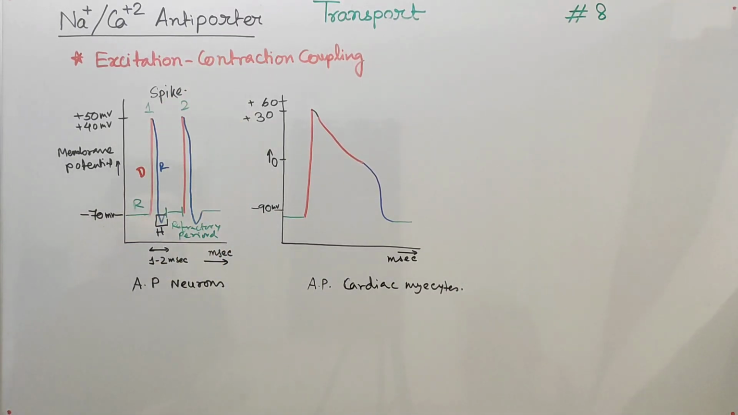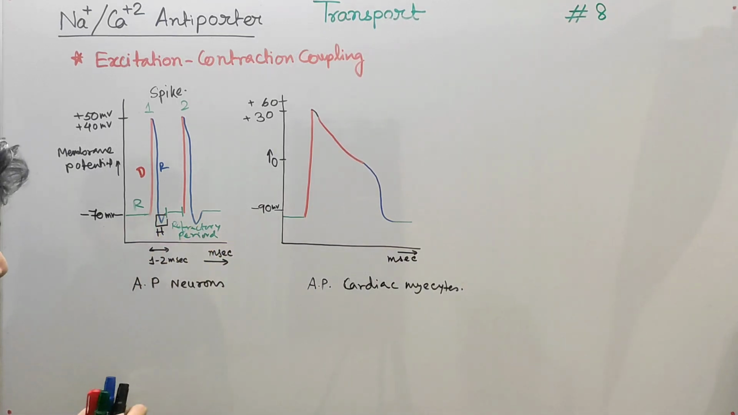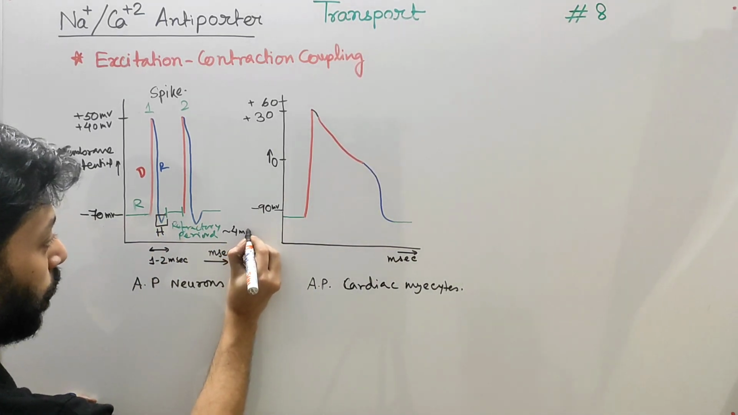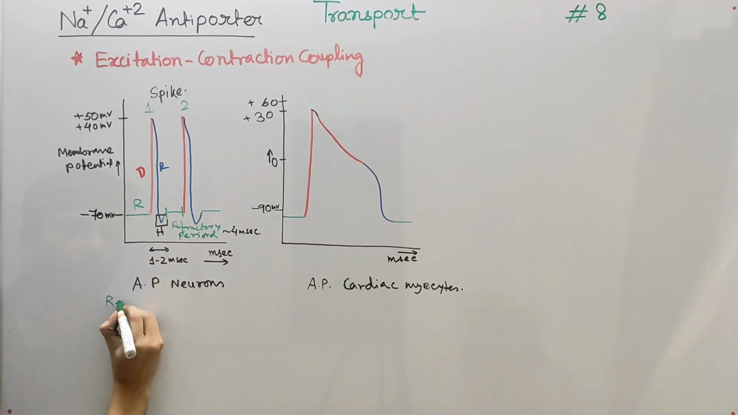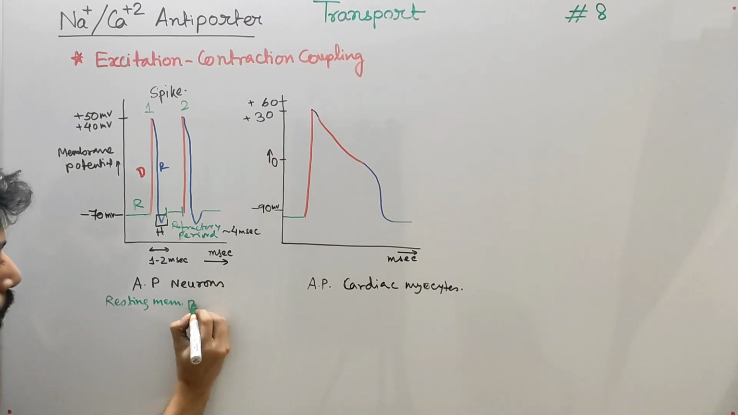During each action potential, there is a refractory period, and the refractory period is about 4 milliseconds. So the refractory period is longer than the action potential. R means resting membrane potential.